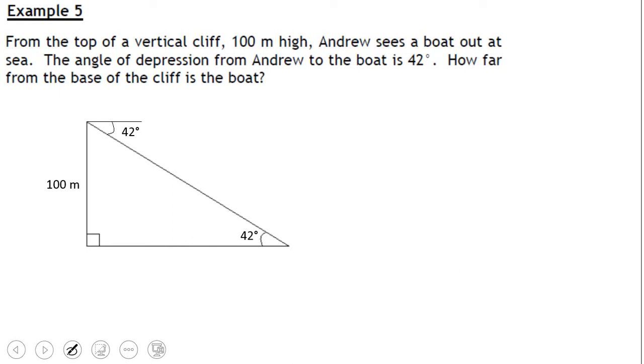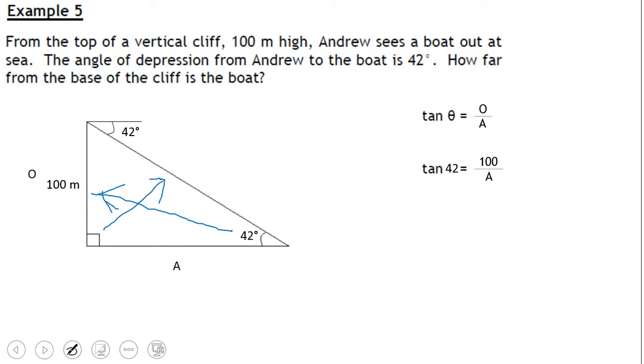Now we need to mark our sides again, so opposite the right angle is the H. Opposite our angle is the 100, so that's O, and it's actually the A that we're interested in this case because we want to know how far from the base of the cliff is the boat. So it's O 100 meters, A is what we actually want, so we're using tan theta equals O over A, tan of 42 degrees equals 100 divided by A.